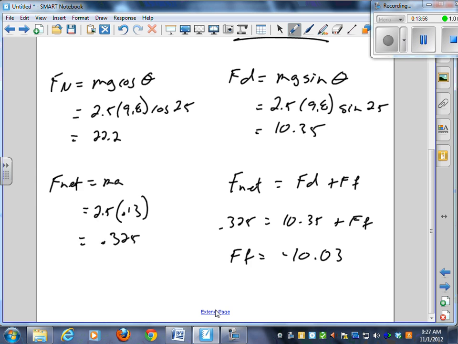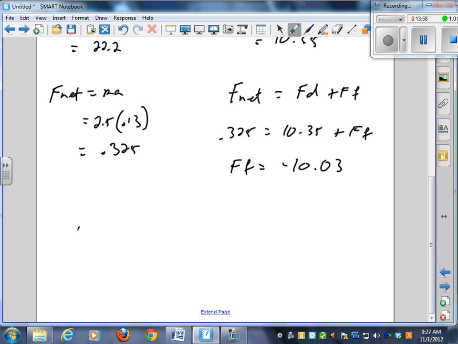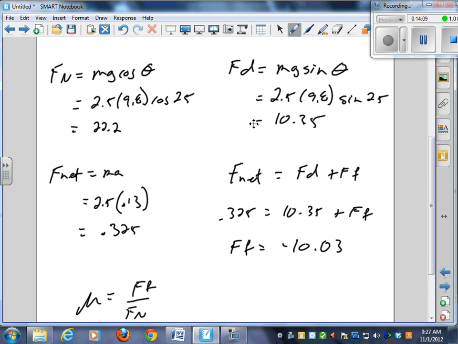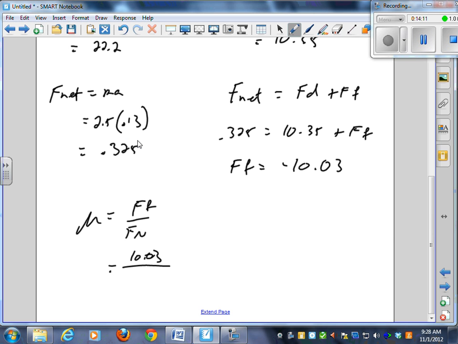Okay, on the home stretch now, mu equals FF over Fn. The friction force is 10.03. The normal force was this value here, 22.2. Giving me a really high value of 0.45 for my coefficient of friction. There's a lot of friction here.